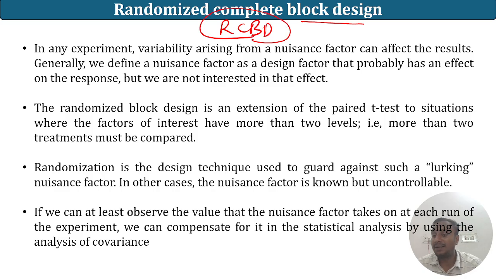A complete block design means each block has the same number of samples. Let's say I have 16 samples and I'm going to make 4 blocks. So each block should have 4. It can't be that block 1 has 4, block 2 has 5, and block 3 has 3. No, we can't. So we have to take the complete block design.